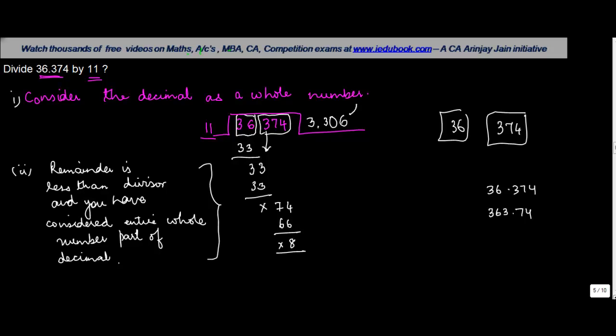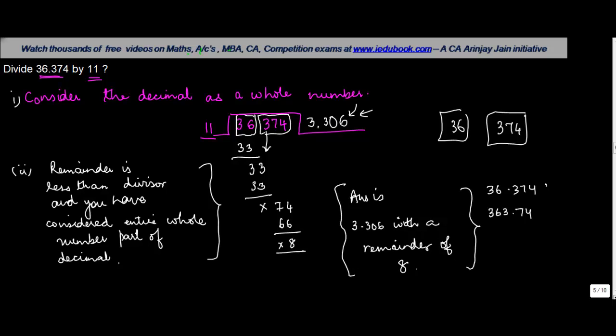Now I have got this up to 3 decimal places. So if the question says that you need to get it up to a particular point, you do that. Otherwise you can leave it at a reasonable number of places and say that the answer is 3.306 with a remainder of 8, right? So this becomes your answer.